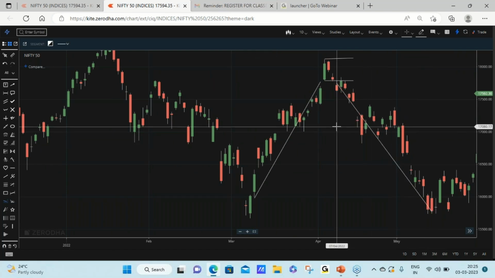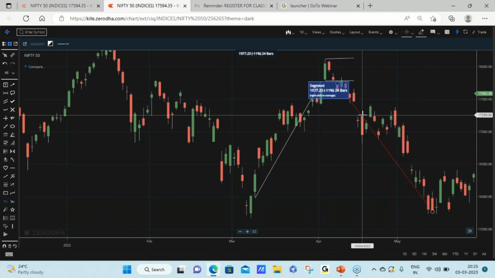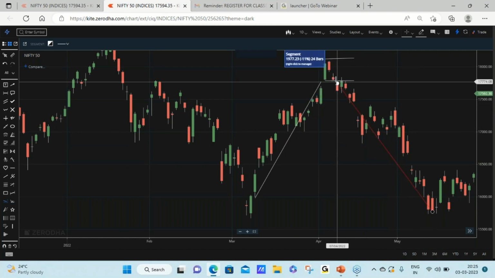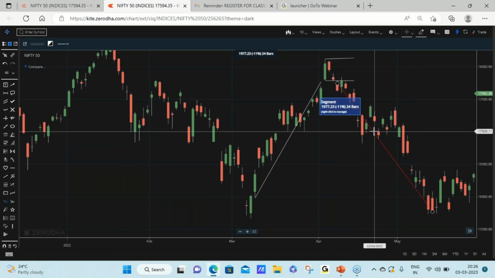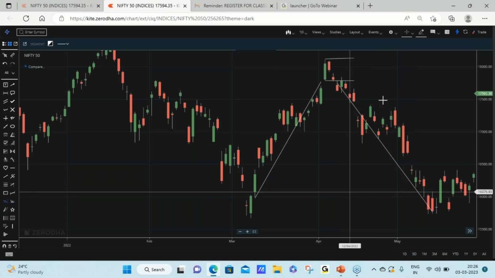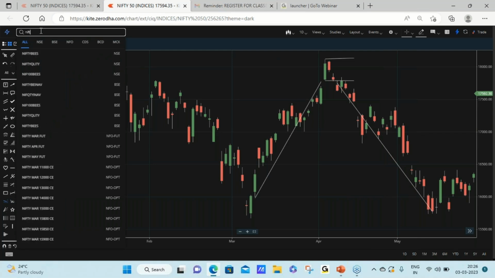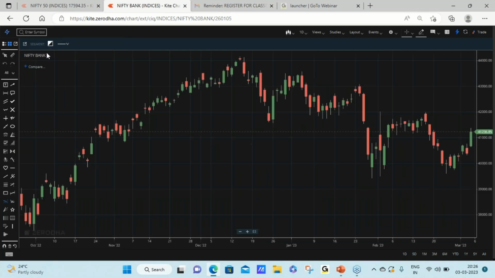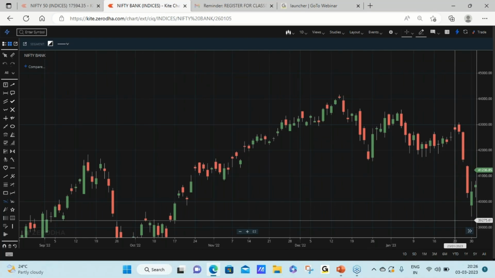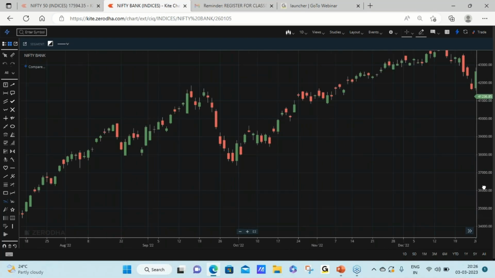do we have a beautiful fall? You could have taken a bear put spread here of 2 months expiry. You could have bought the May month expiry bear put spread, and you would have captured 2,000 points with just this bullish hammer, bullish harami and bearish harami. You're able to capture 4,000 points in Nifty 50, right? So I'm just trying to tell you how well you can apply this logic and make great profits.